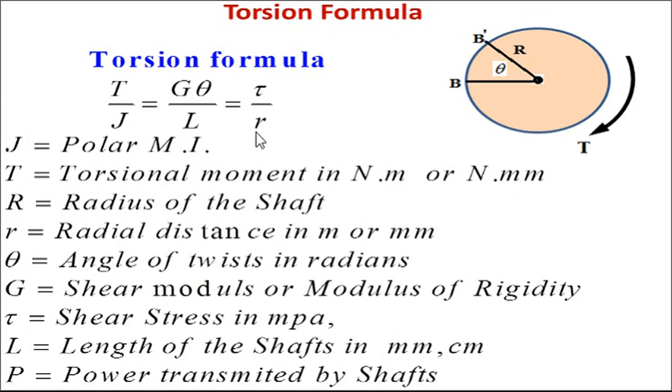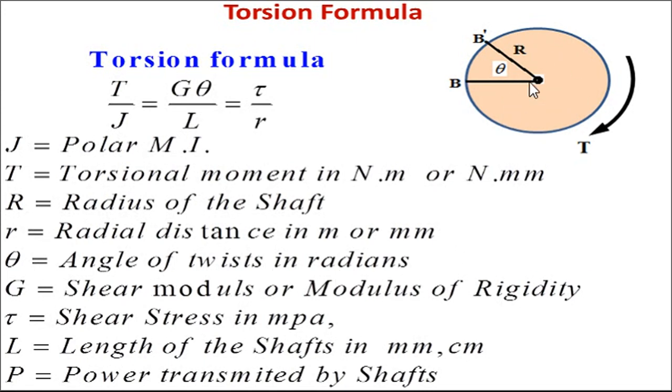R is the radius of curvature. This R may be capital R or small r. You can use any one later. So R is the radius of shaft. Small r is the radial distance from the center of the shaft towards the outer periphery. Okay, so small r, capital R, as such there is no difference. In the equation you can use any one later, no problem. So theta is the angle of twist in radians.